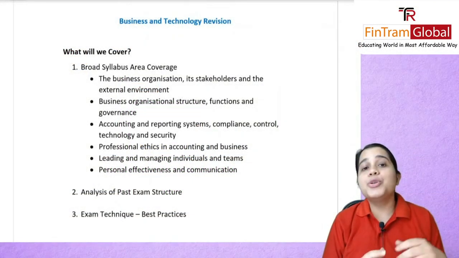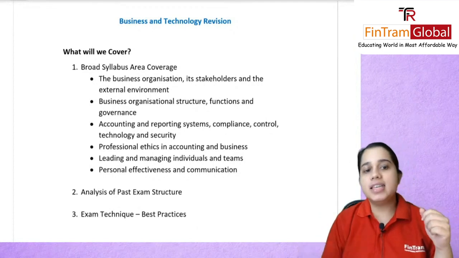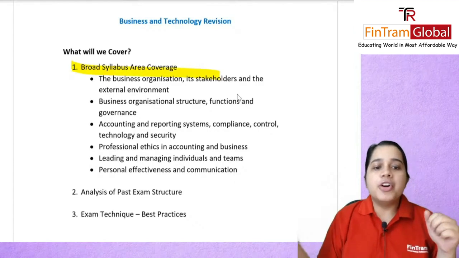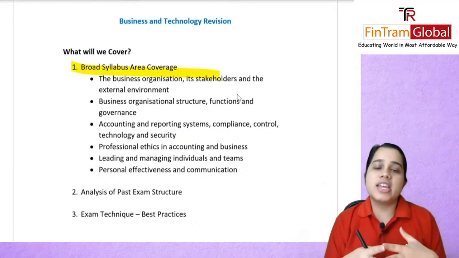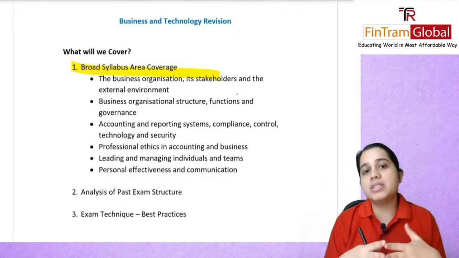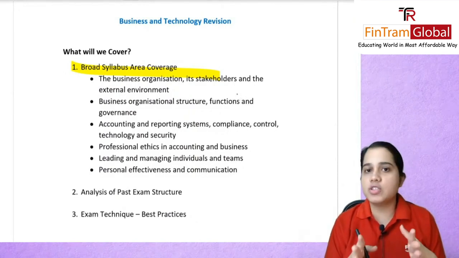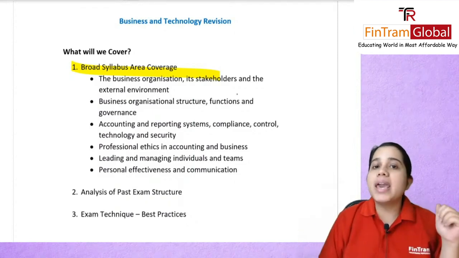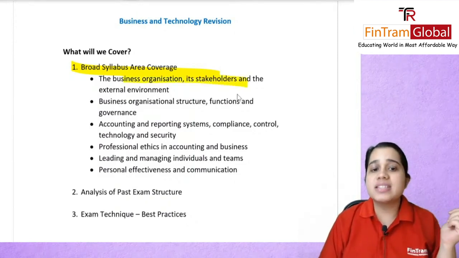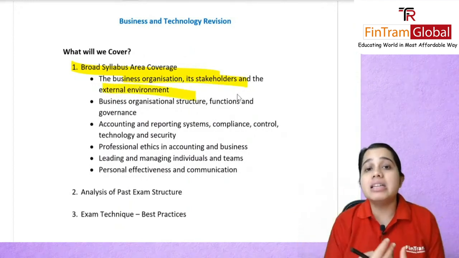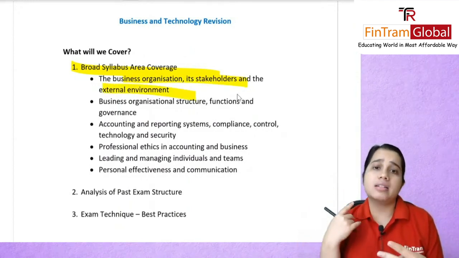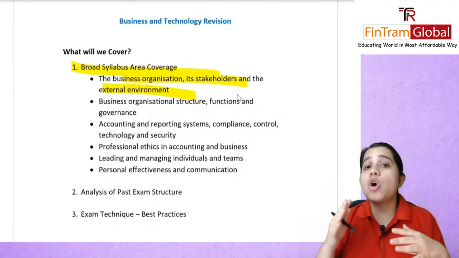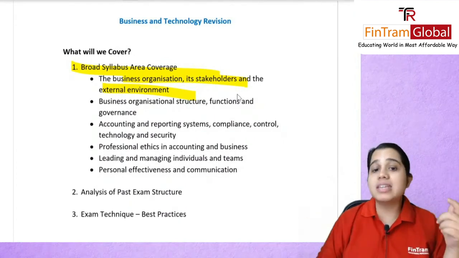So what are we going to be covering in this session? Firstly, let's talk about our syllabus area. In this revision session, we will be covering various syllabus areas, and we have divided this revision session in two parts. Today we'll be doing part one of the revision session, wherein we will see your business organization, stakeholders. We talked about the external environment, wherein we covered the political factors, legal factors, economic factors. We had also talked about the business organization structure, what were the functions, the governance.